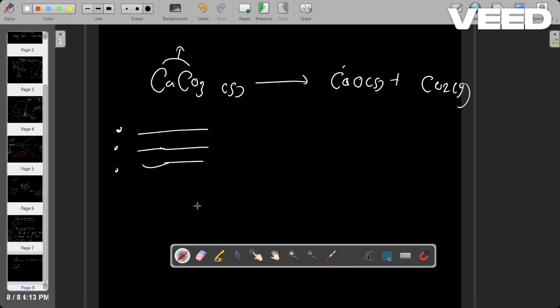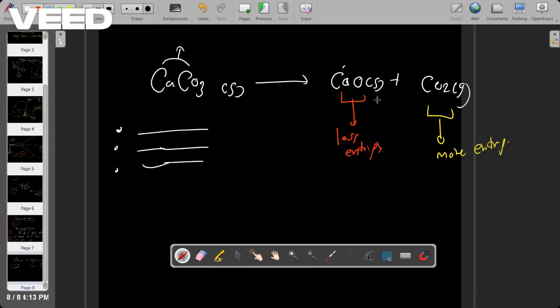This one is in the gaseous state, it has more entropy. There's more free space, right? More entropy. This is more ordered, this is less entropy. Your whole package, the reactants, has less entropy compared to the products.